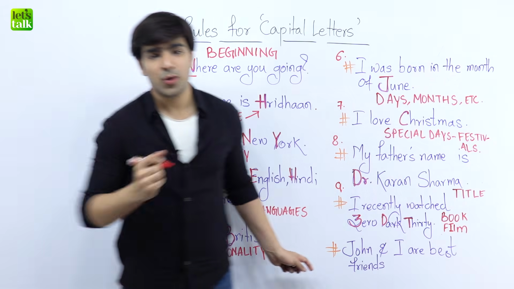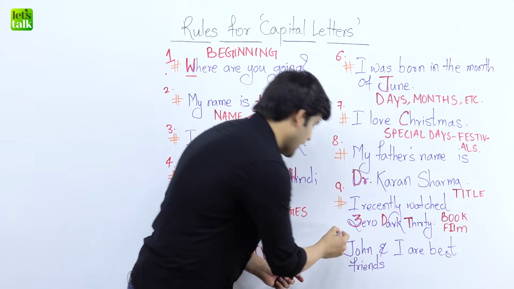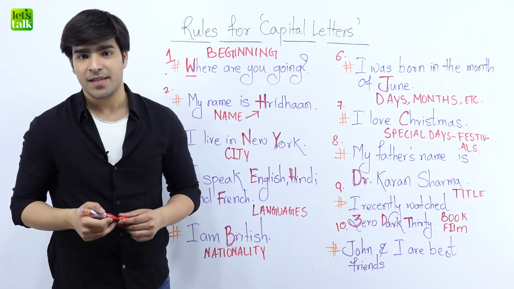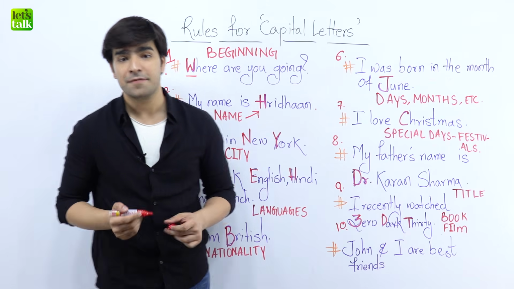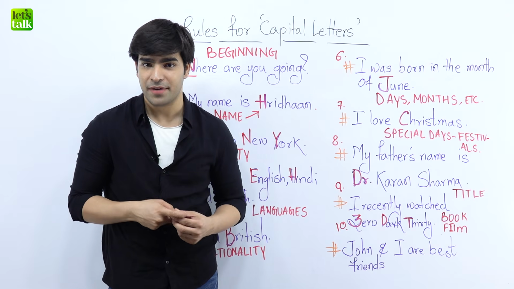And the last rule, the 10th rule in the list of capitalization rules is, John and I are best friends. John, my best friend, lives in Manchester, and that's true. He and I are best friends.